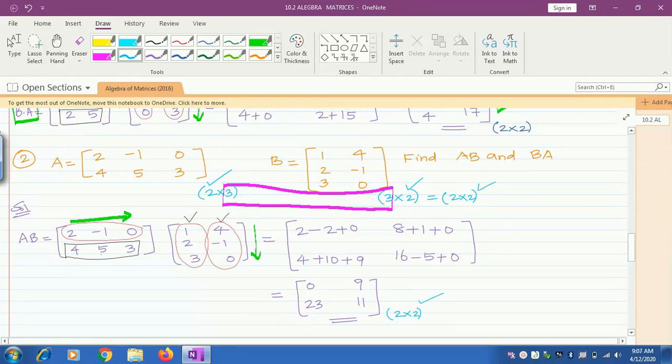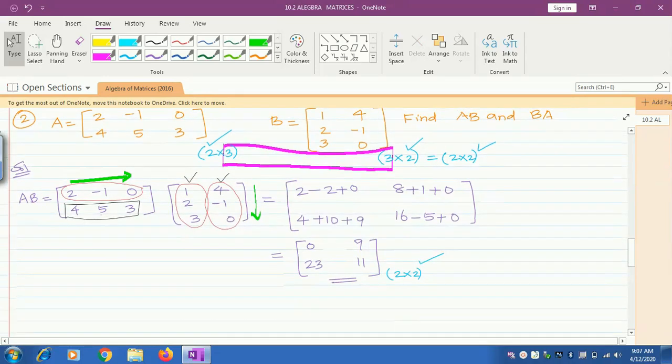This is same. Now if you go with the B dot A, what is B dot A? Let us check. B dot A. So I can go with B dot A. What is B here? This is 1, 4, 2, minus 1, 3, 0. And the matrix A is what? 2, minus 1, 2, minus 1, 0, 4, 5, 3.